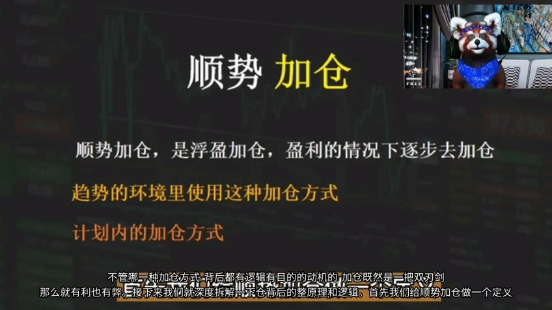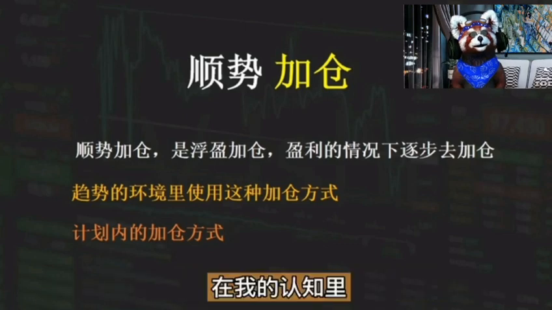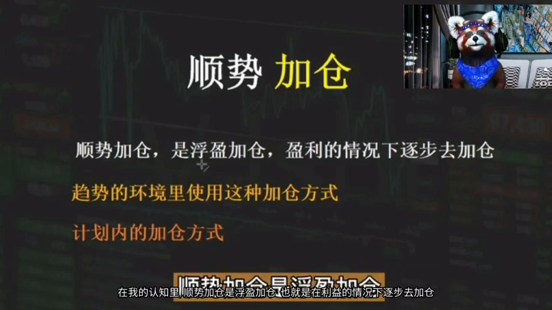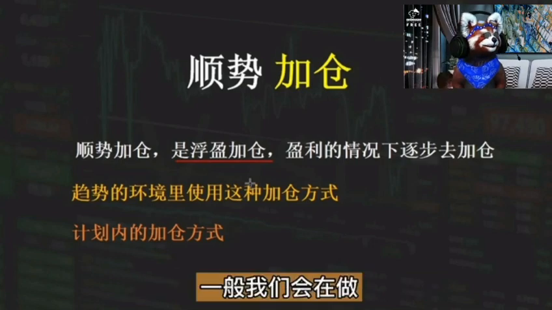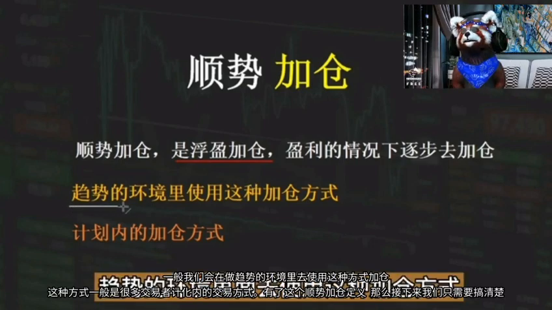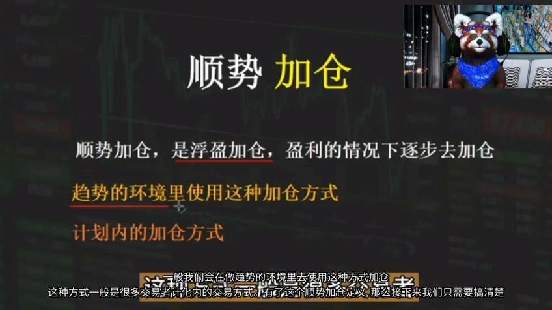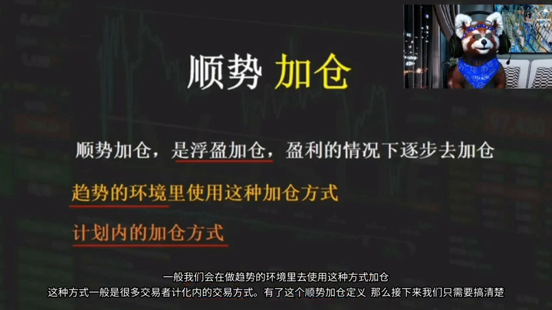First, let's define adding positions based on the trend. In my understanding, taking advantage of the trend to increase a position is like adding to a floating profit, which means gradually increasing your position under the condition of profit. Generally, we would use this method to increase our position in a trend-setting environment. This method is generally a trading method within many traders' calculations.